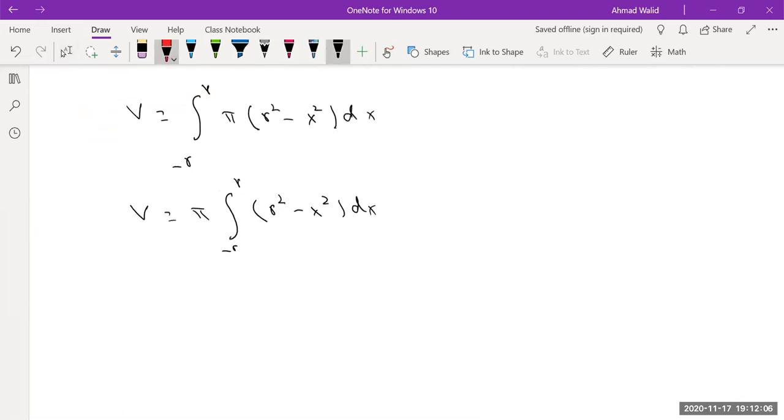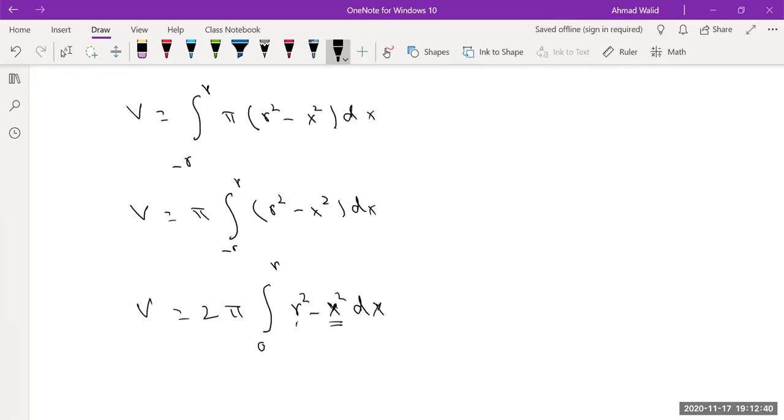Then I can write here V equals 2 pi times the integral. Look, I'll change negative r to 0 because I'm just counting one side. From 0 to r of r squared minus x squared dx. Don't make a mistake. r is a constant, r is a number, it's not a variable, right? The only variable that you want to integrate here is x, correct?